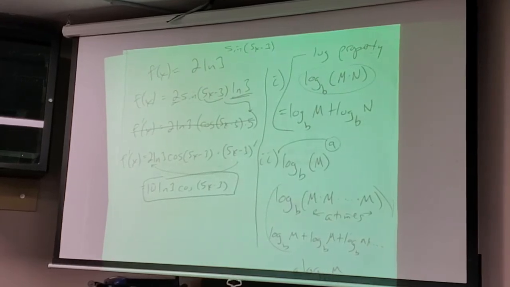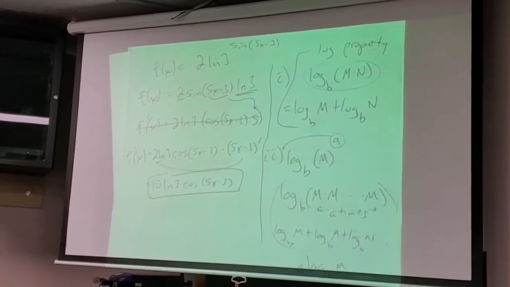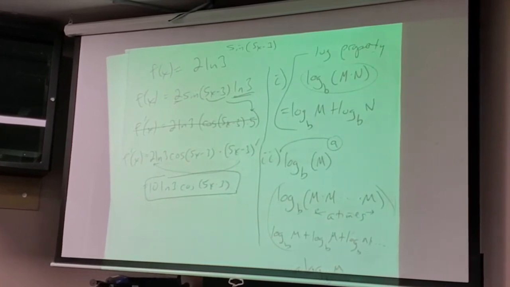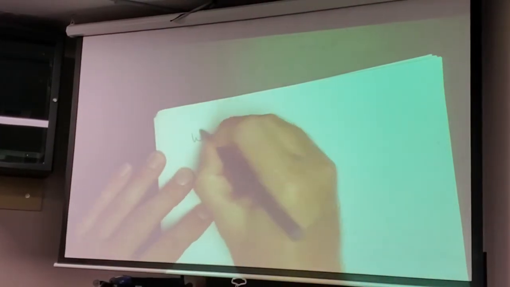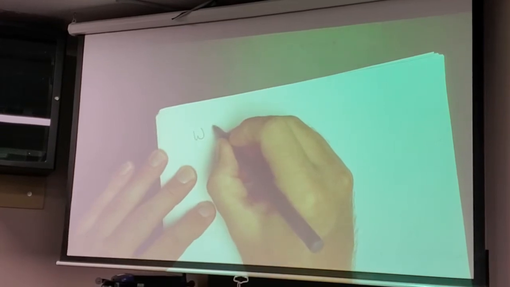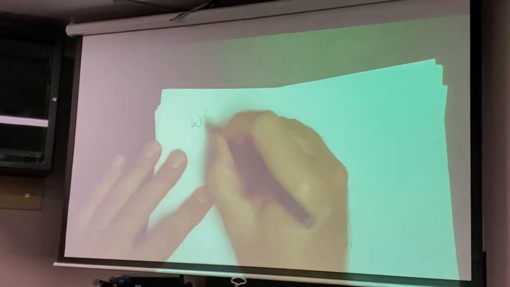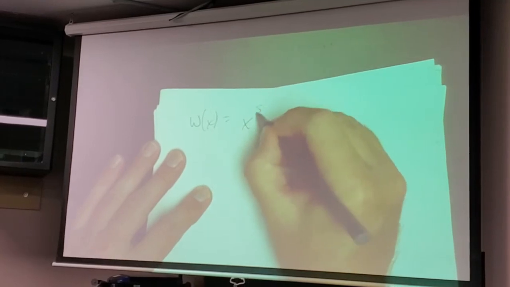Did you go over part G? G. For the credit stuff? What did it start off as? Maybe W of X equals X to the power of C and X.